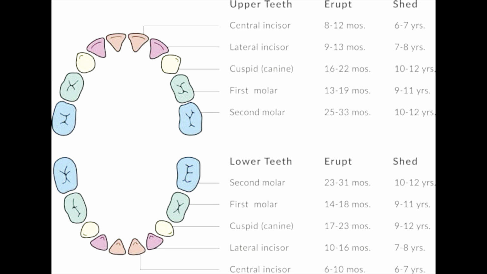There are a total of 20 teeth. In the maxilla, there are 10 teeth, which includes 2 incisors, 1 canine and 2 molars. In the mandible also, there are 2 incisors, 1 canine and 2 molars.